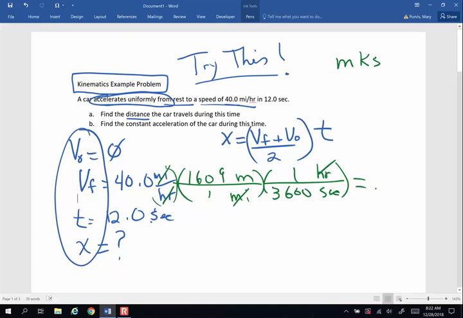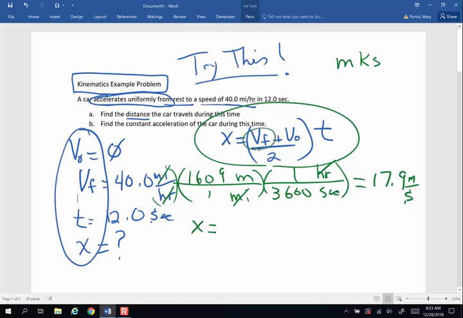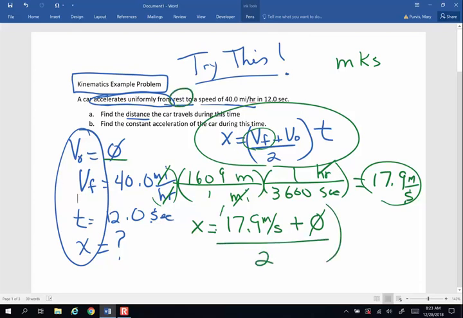Now I'm going to pick up my calculator. 40 times 1609 divided by 3,600, and I got 17.9 meters per second. Now that I have this for my final velocity, I can put my numbers into my equation. So displacement is equal to my final velocity, which is 17.9 meters per second, plus my original, which was 0, because the automobile started from rest, divided by 2, and this is times 12 seconds.